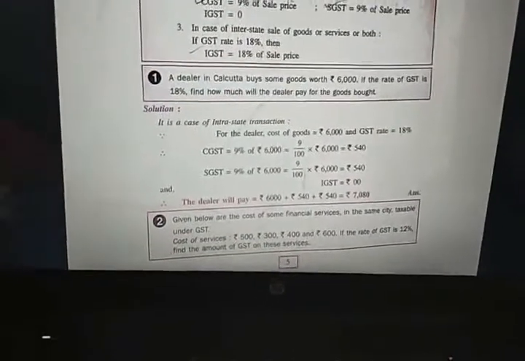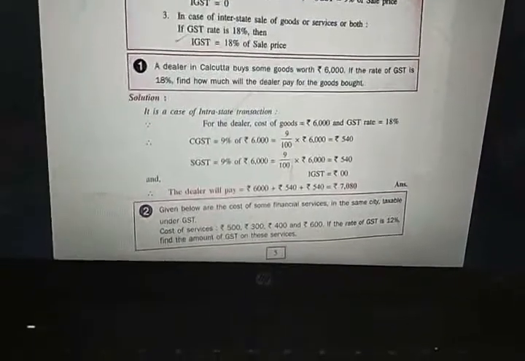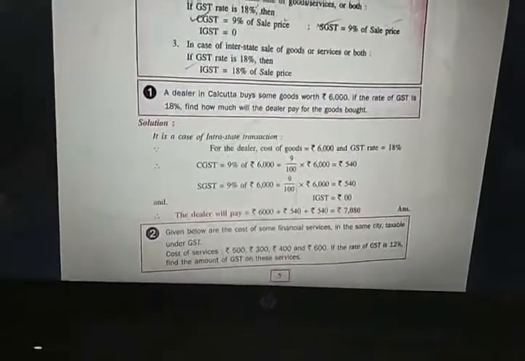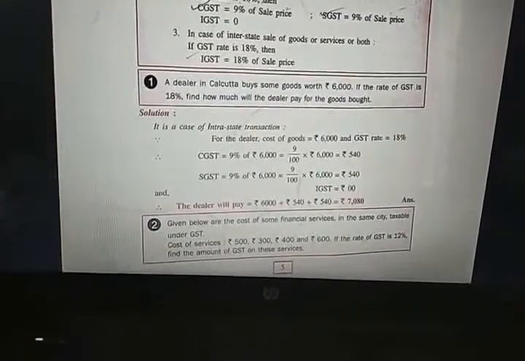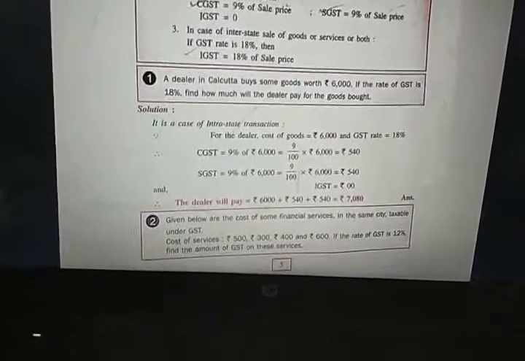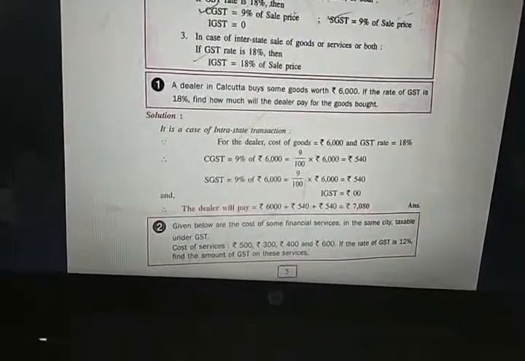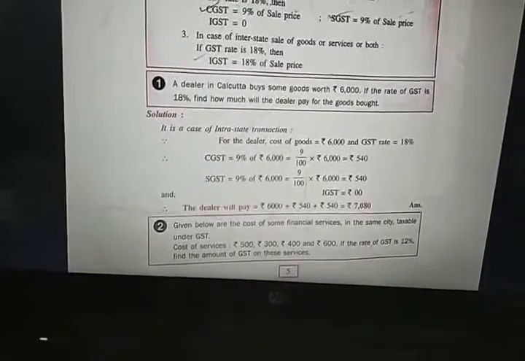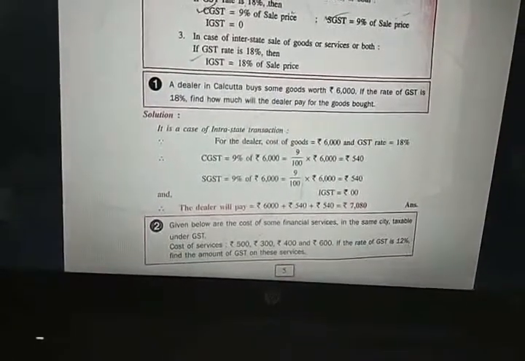So let's read the question here. First, you identify which case this is. So this is a case of intrastate transaction. For the dealer, the cost of the goods is 6,000 rupees, and the rate of GST given to us is 18%. Now, since the case is intrastate, we know that we have to find CGST as well as SGST. And the rate of GST is 18%, so just divide 18 by 2, it will be 9. So 9% of 6,000, which will be 540. And yes, IGST will automatically be 0.